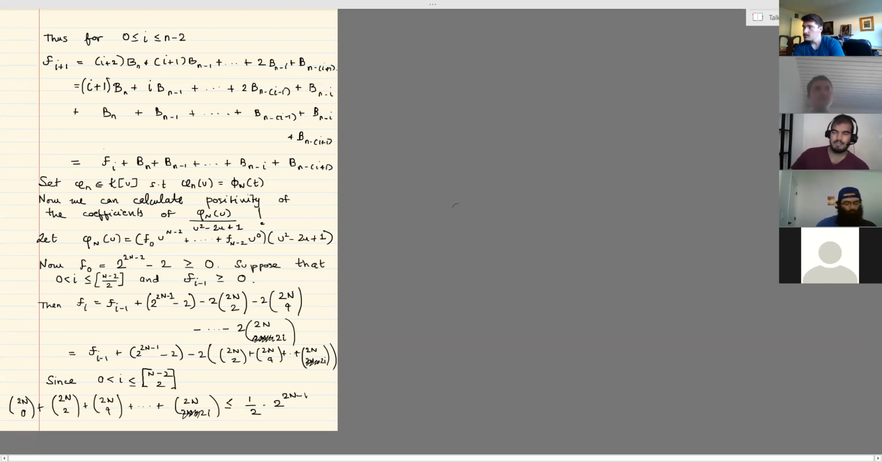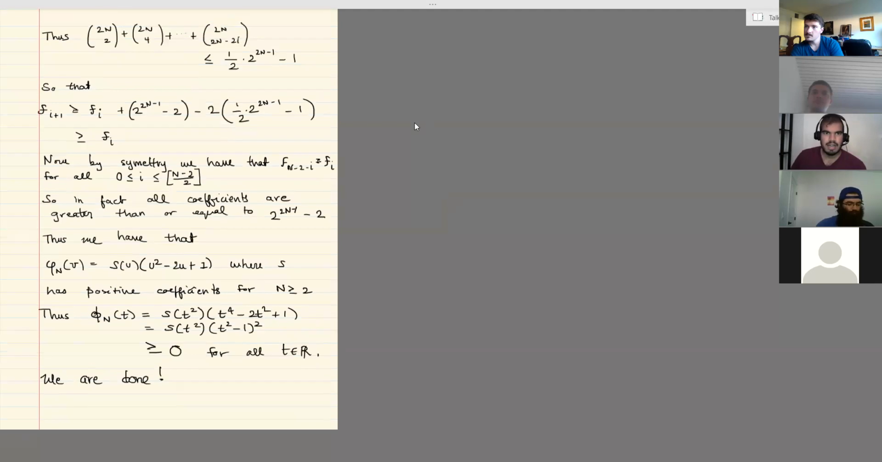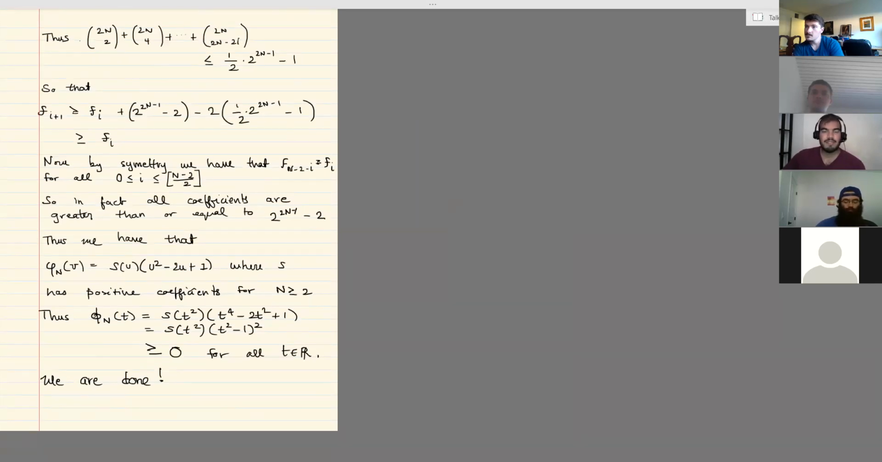Because we're summing up 1/2 of the even binomial coefficients. Now that gives me that if I move over that 2n choose 0 to the other side, it becomes this minus 1. And now I'm summing up all these binomial coefficients, I get this inequality.